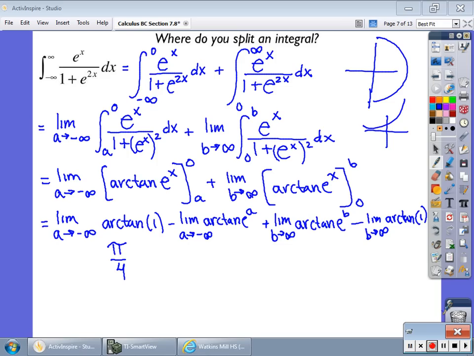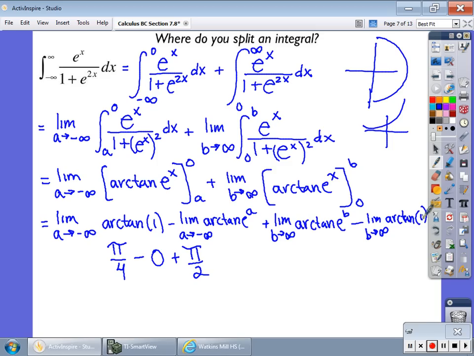But in any case, as you approach negative infinity, this right here goes closer and closer to 0. The angle whose tangent is 0 is 0 plus. As b approaches positive infinity, well, that grows without bound. Okay? And so you've got to think, if something is growing without bound, where does arctangent have those vertical asymptotes? And that is going to occur at pi over 2.